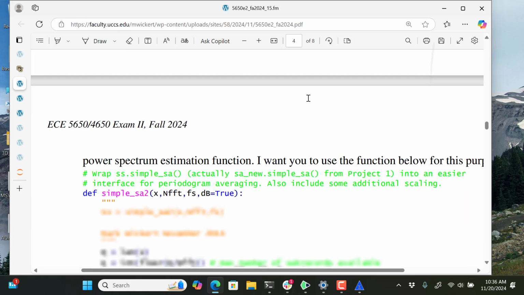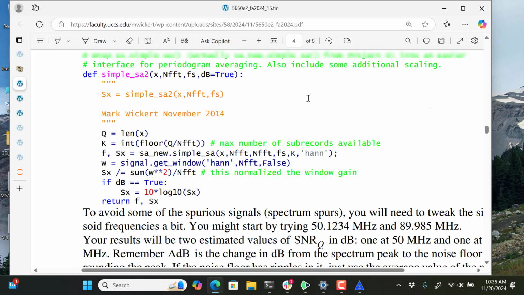So I have a function in the package called Simple Spectrum Analyzer 2, and in it, it's going to use another function that's in this module, SA new. So I've got two pieces to that, and that is over here in the Python notebook. There's a zip package that has a notebook for calculations, and then it has a module of Python code that you use.